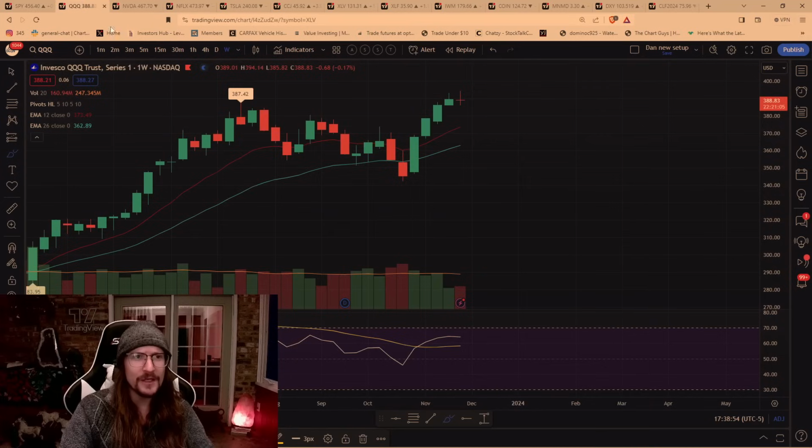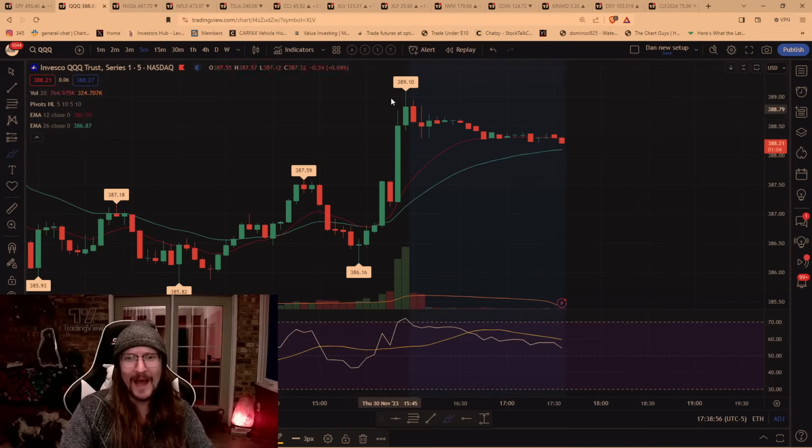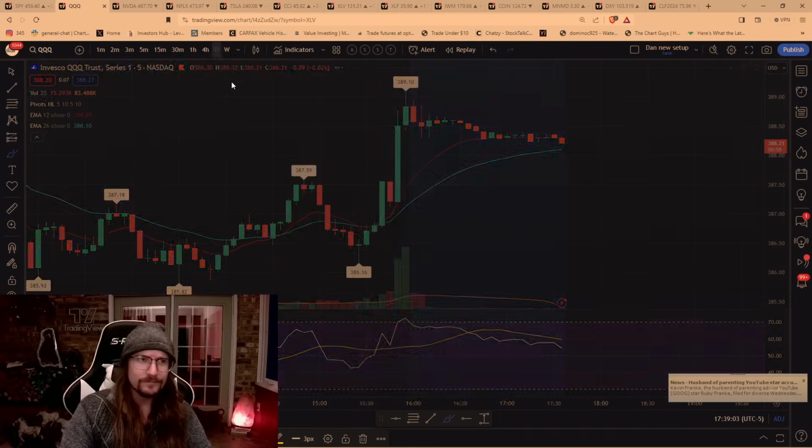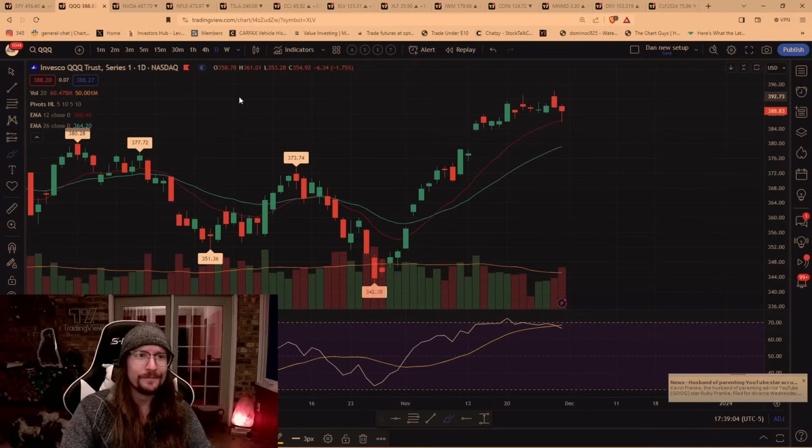It did drop a bit. QQQ's down a little bit from that rally, the big rally, and it was end of month window dressing, but more is needed. That's what it boils down to.